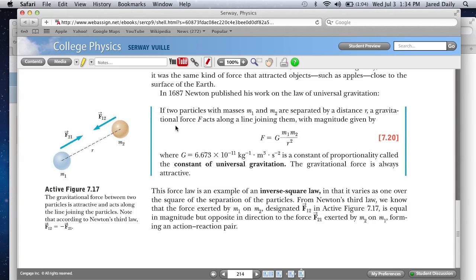So, the gravitational force depends on the mass and the distance squared between them. It's what they call an inverse square law. So the farther apart things get, the smaller the gravitational force between them gets, and the bigger the masses get, the larger the gravitational forces get.